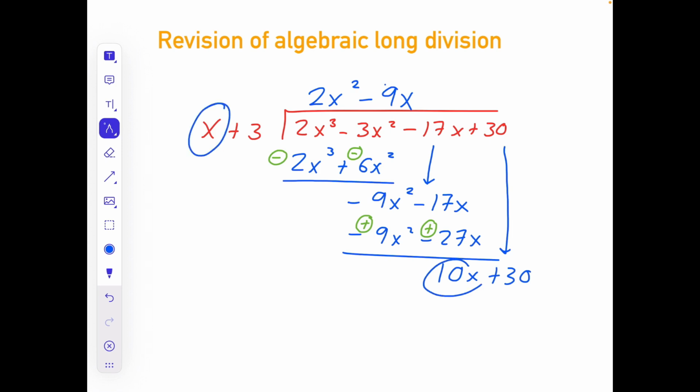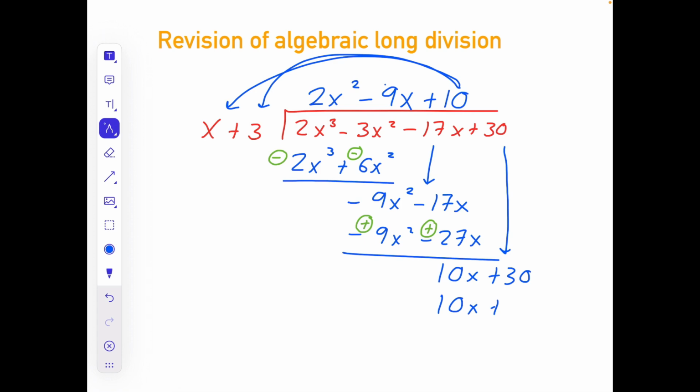Now we have x and we want to make 10x. What would you multiply x by to get 10x? You'd multiply by 10. So we'll write that up on top. And the last step, multiply 10 by x to give me 10x, and then 10 by 3 to give me plus 30. Two new numbers, draw a line underneath, change the sign.